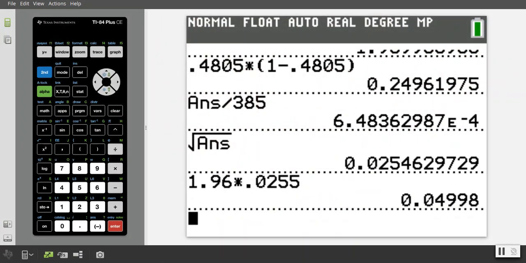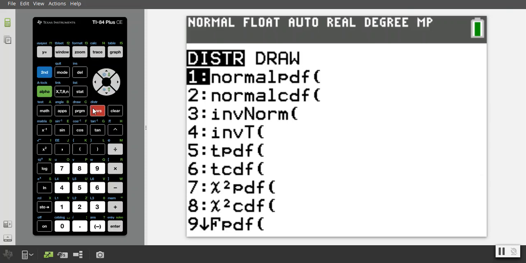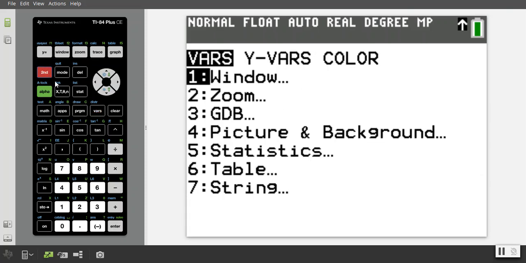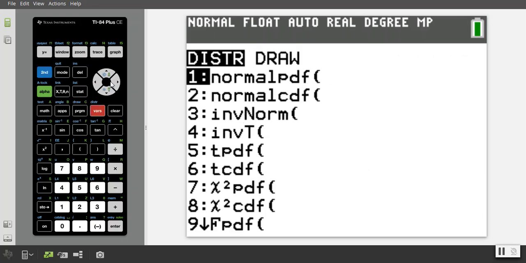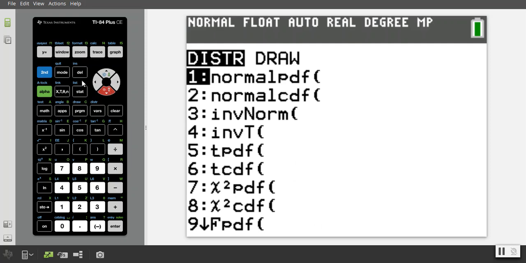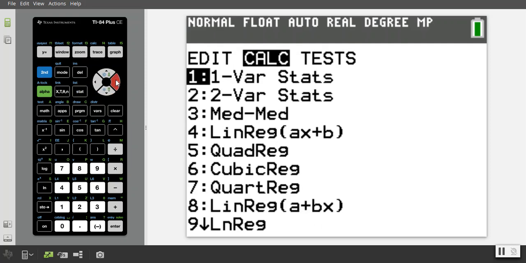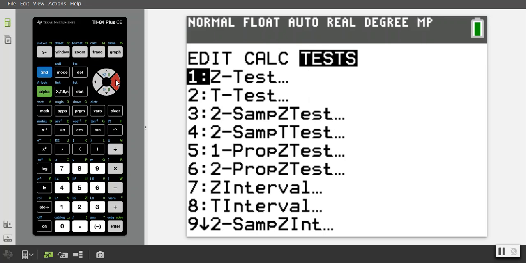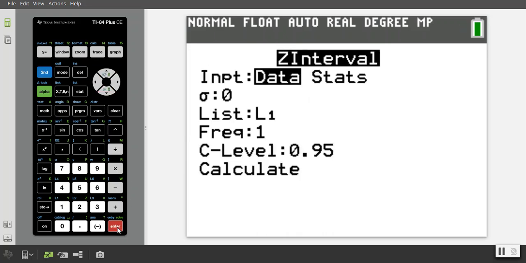Now, there is another way that you could have done this problem. I believe it's under second distribution. Let's see. It might be under stat. I think it's Z interval. So you would just have to tell it the data. Oh no, tell it the stats, because we don't know the data.